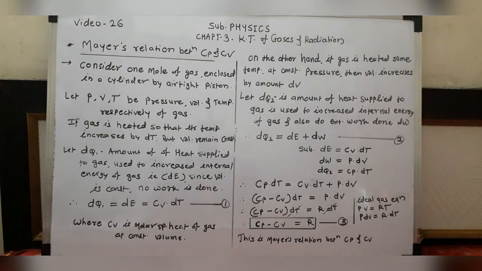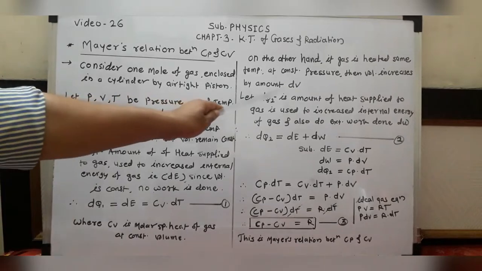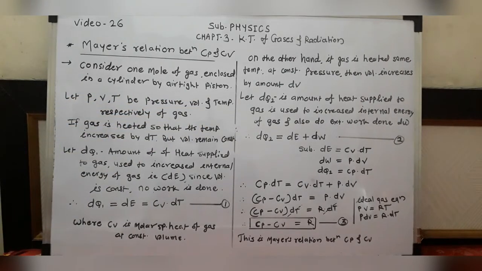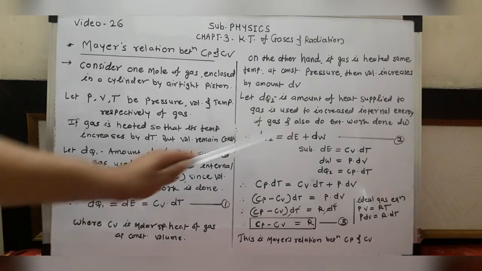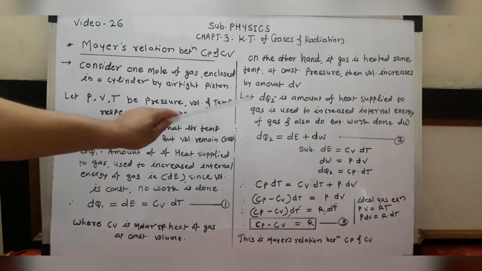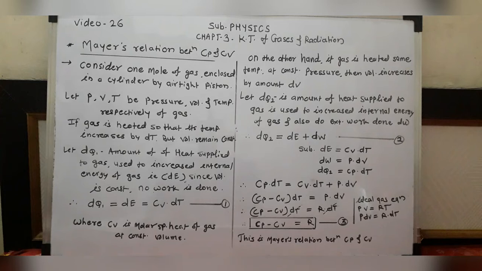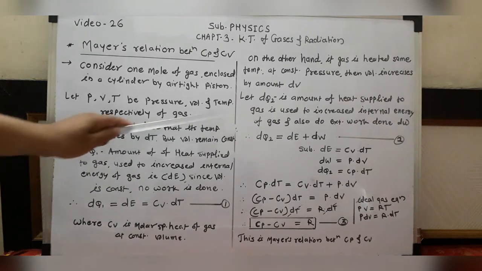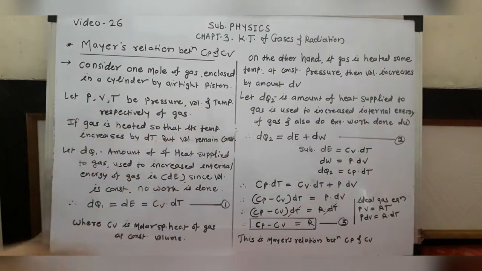But on the other hand, if the gas is heated at the same temperature and the pressure remains constant, so that its volume is increased by dV, this amount of heat supplied to the gas is used to increase the internal energy of the gas as well as to do some external work, and this external work done is nothing but dW. Let dq be the amount of heat used to increase the internal energy as well as to do the external work dW.